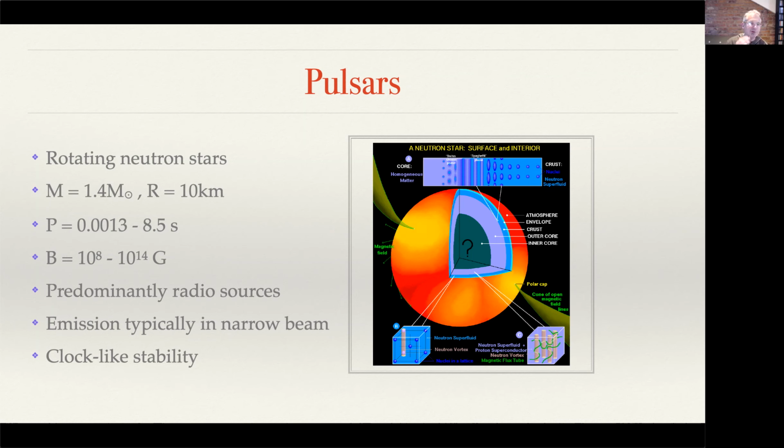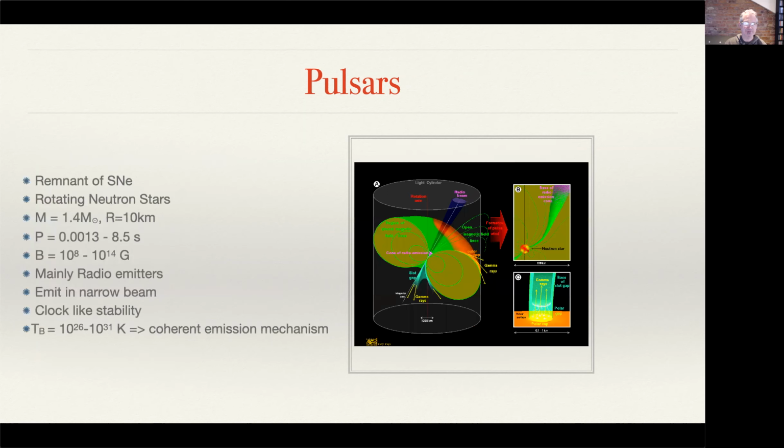Now, pulsars can spin with periods anywhere between 1.3 milliseconds and, actually I need to update this slide, it's now up to 23 seconds. So they can spin up to 700 times a second or once every 23 seconds or so. They also have incredibly strong magnetic fields, something like 10 to the 8 to 10 to the 14 Gauss, or if you're more familiar with Tesla, something like 10 to the 4 to 10 to the 10 Tesla.